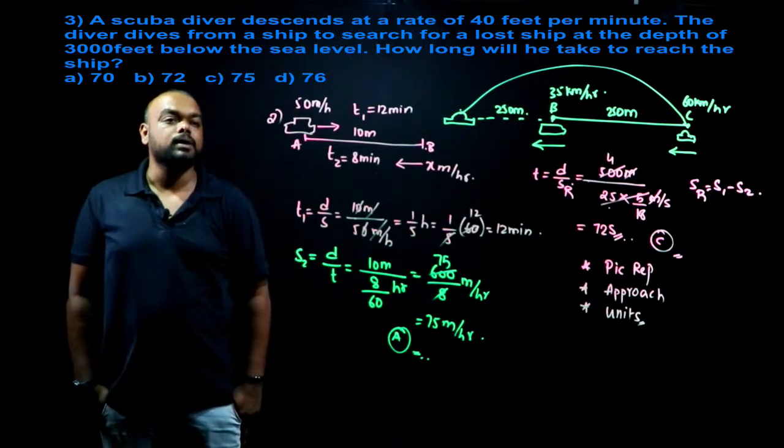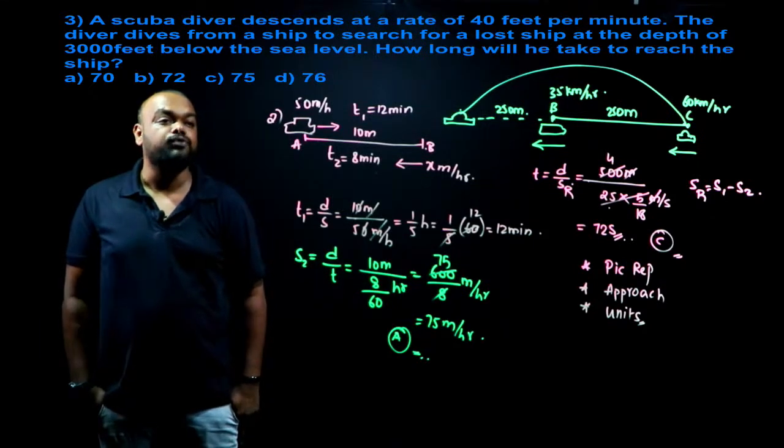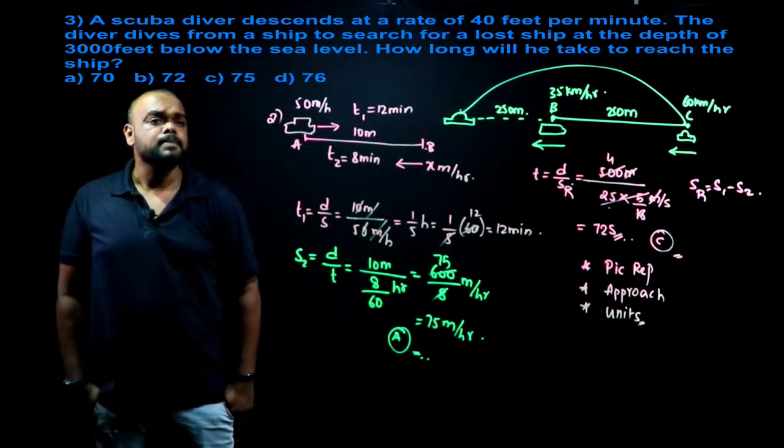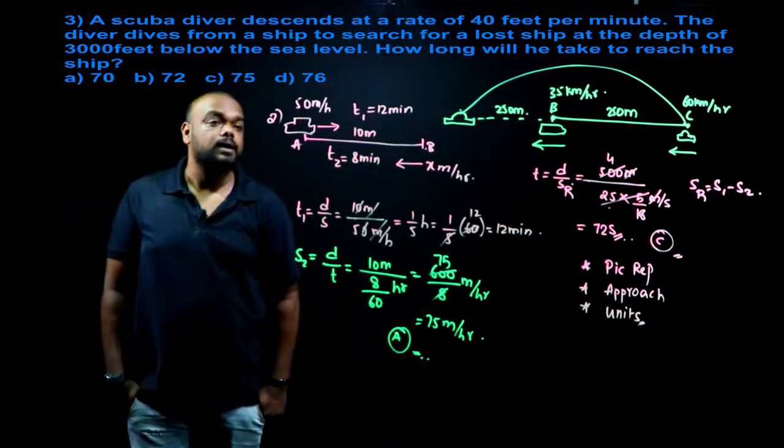A scuba diver descends at a rate of 40 feet per minute. The diver dives from a ship to search for a lost ship at a depth of 300 feet below the sea level. How long will he take to reach the ship?